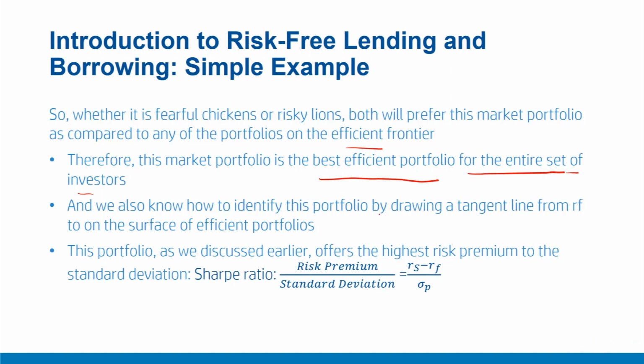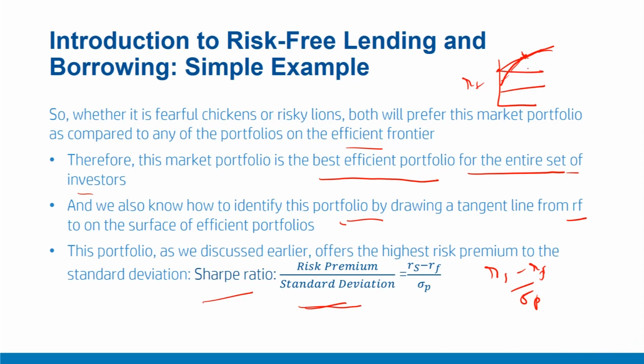And identifying this best portfolio is quite easy. We need to draw a tangent line from the risk-free instrument RF to the efficient portfolios that we identified, and this tangent line will give us that market portfolio. This portfolio offers us the highest risk premium, that means the highest value of this Sharpe ratio, which is RS minus RF upon sigma p, or the slope. The amount of risk premium per unit of risk offered by this market portfolio is highest, which represents the slope of this line.